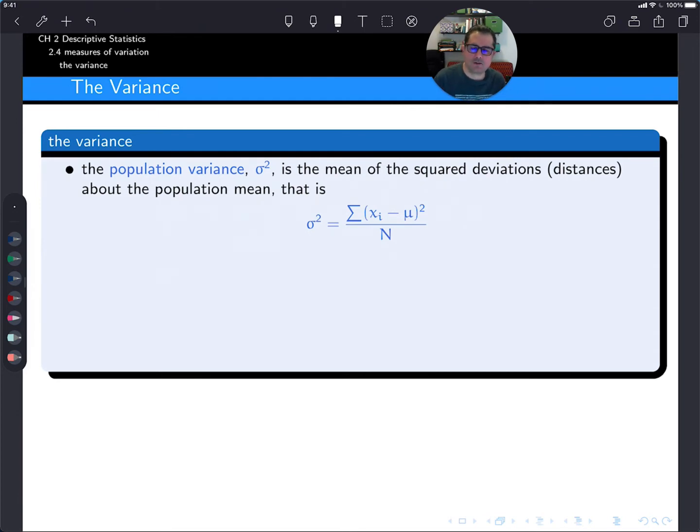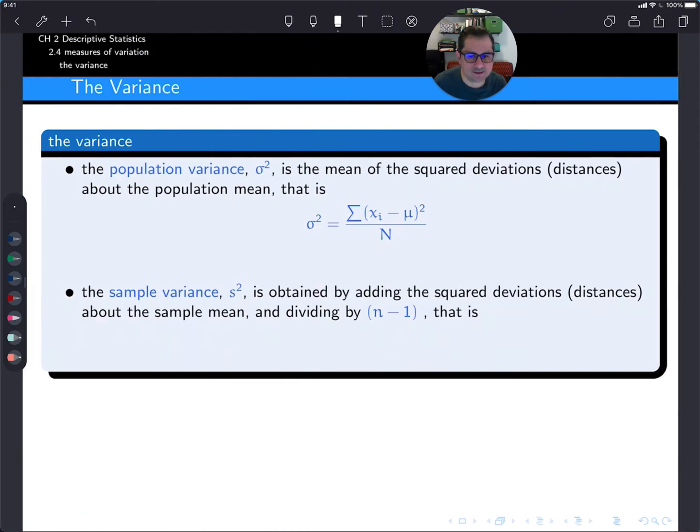So we're going to have two definitions, similar to what we did with the mean, where we had the population mean or the sample mean, two different symbols. We're going to have the population variance and the sample variance. These are squared because the definition we want to get to is the square root of these, and that's going to be the standard deviation.